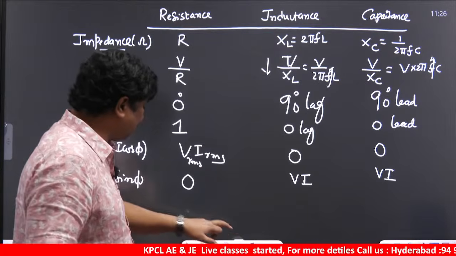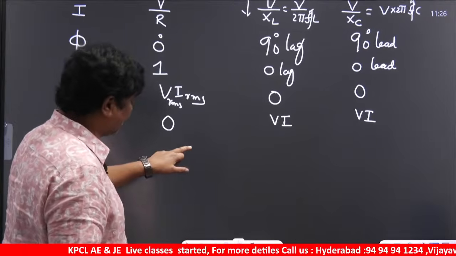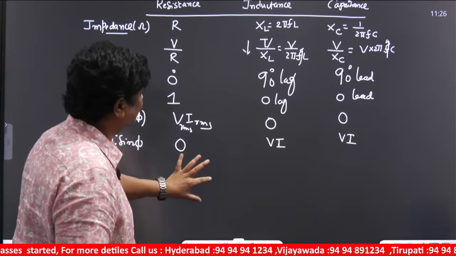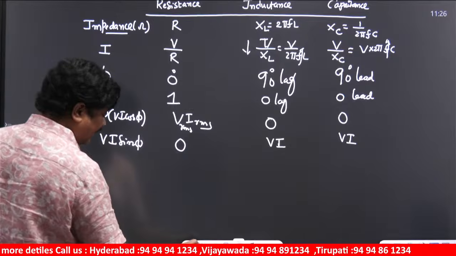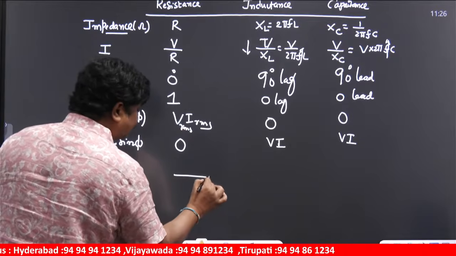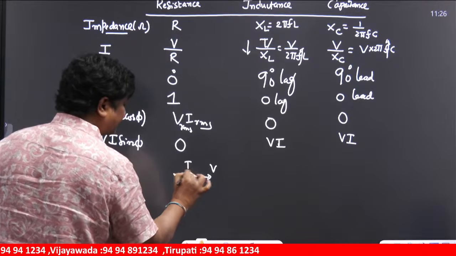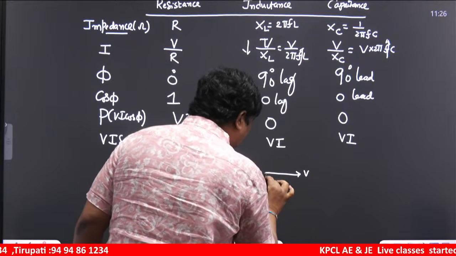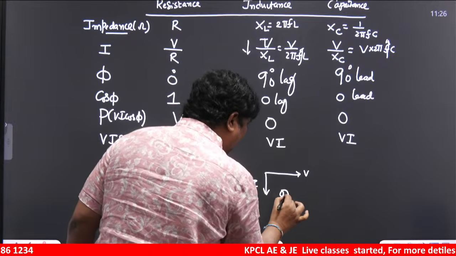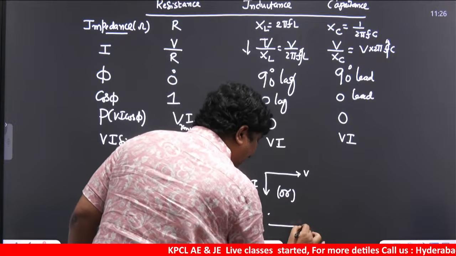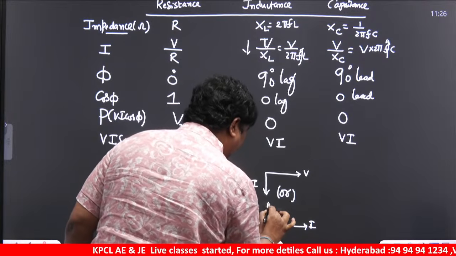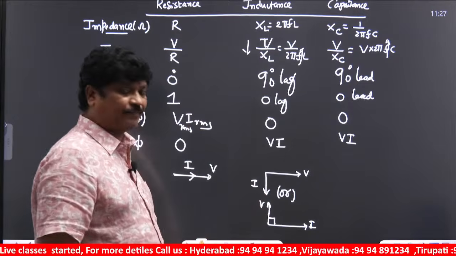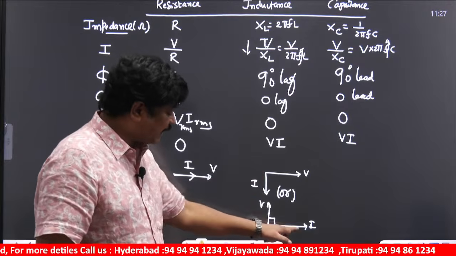Now, if you want to see the vector diagrams for this: for the resistor, the voltage is here and the current is in the same phase. What happened in the inductance? Voltage is here, current is like this. Or if current is here, voltage is here. It is 90 degrees only. Here current is lagging.